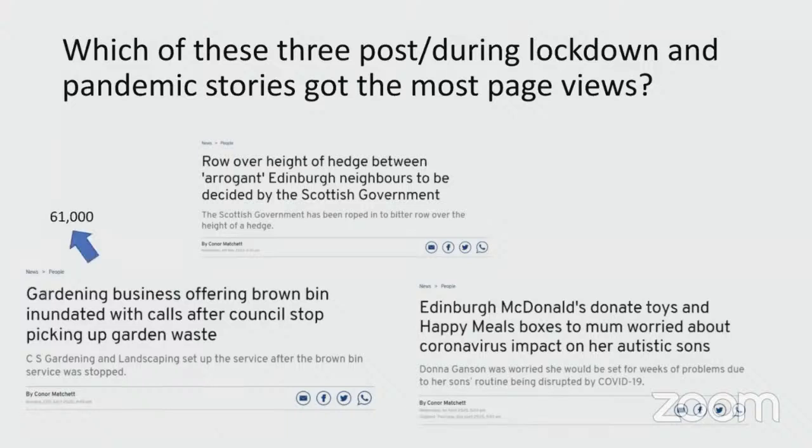So 61,000 people read a story about a gardening business offering brown bins, probably the best free advertising that business has ever had. Honest to God, I think that is more than most of the proper hard news stories I wrote during the first few months of COVID that did better. The hedge, 37,000. That was more than my long investigation. But again, still less than the gardening business. And everyone on Facebook, this is a common issue, shouting for positive news, didn't want to read about anything bad or COVID related during lockdown. Well, they didn't click on it, did they?